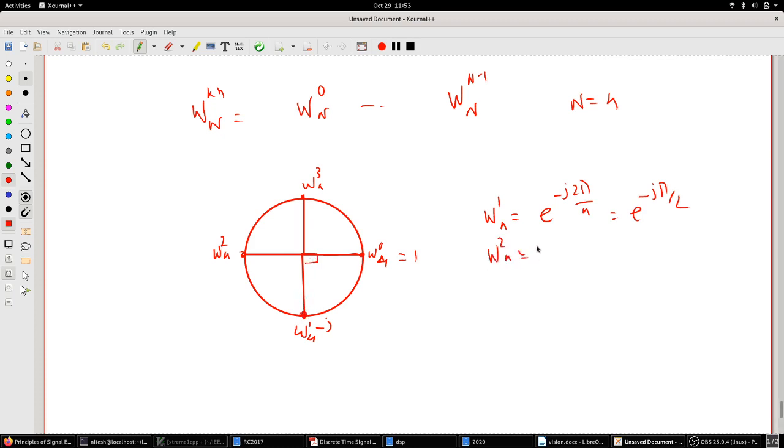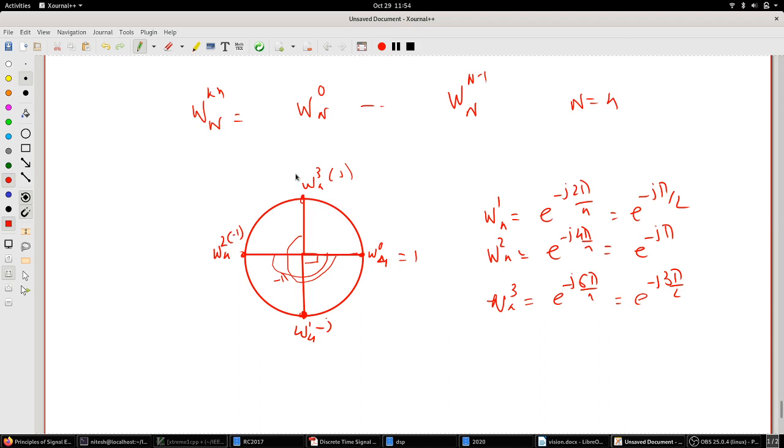W_2 of 4 is actually e raised to minus j 4 pi by 4, which is e raised to minus j pi. So e raised to minus j pi makes an angle of minus pi with this. Same thing for W_3 of 4 will be e raised to minus j 6 pi by 4, which is e raised to minus j 3 pi by 2. 3 pi by 2 will be this particular guy. So now the values here, W_0 of 4 is 1, W_1 of 4 is minus j, W_2 of 4 is minus 1, and W_3 of 4 is j.